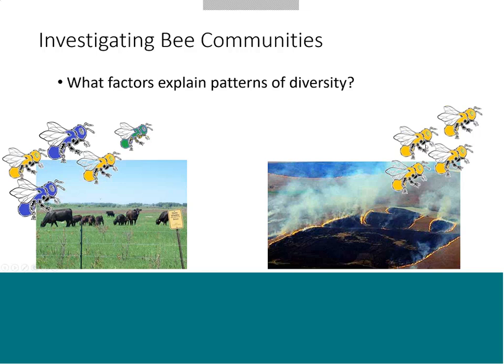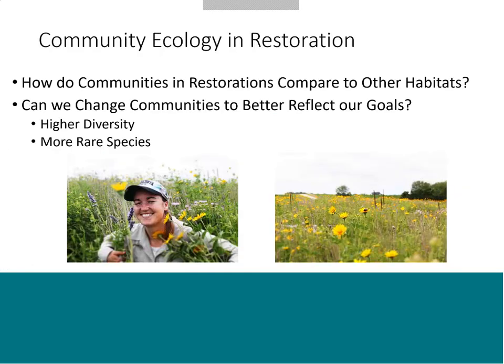But on the right, you have this burn patch, and after you're done, you see, wow, yellow species really did great from that, but the other ones disappeared. So understanding how these different factors change diversity is another thing that I think a lot about with community ecology. One of the things that I'm really interested in is applying these ideas to our restoration techniques.